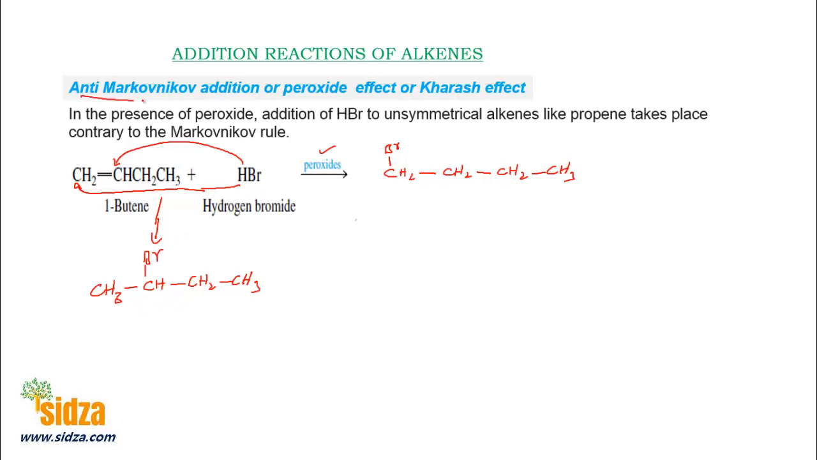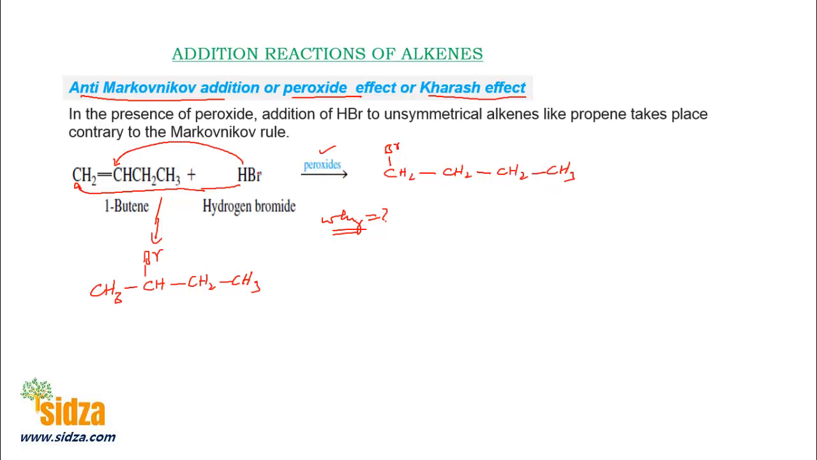Anti-Markovnikov addition, also called the peroxide effect or the Kharasch effect, occurs when you add HBr to an asymmetrical alkene in presence of a peroxide. Now the question is why it follows the anti-Markovnikov addition. Why not the Markovnikov addition? What is the reason for the anti-Markovnikov addition with HBr?